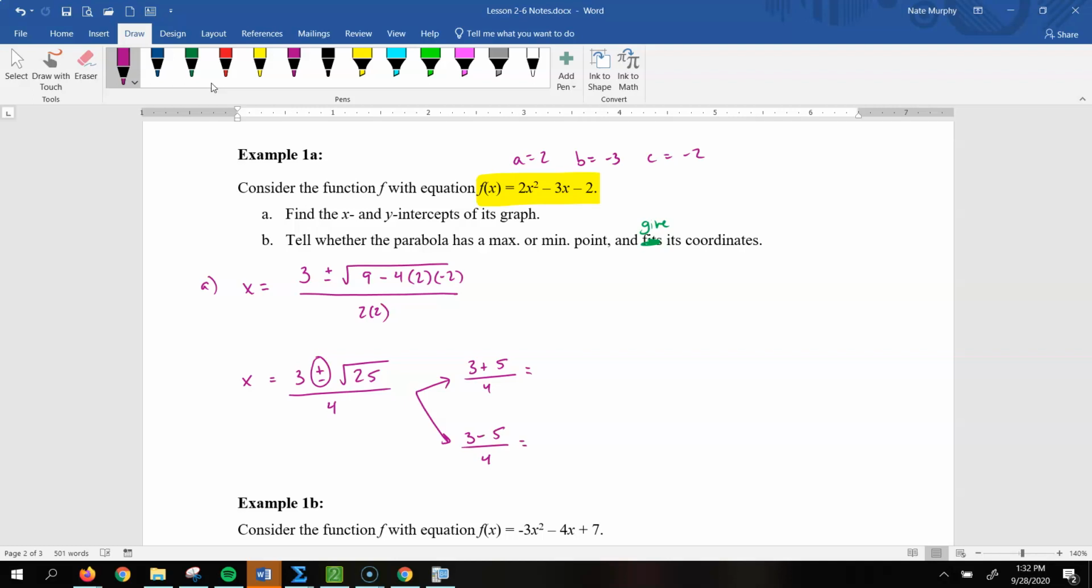So 3 plus 5 is 8, so we'd get 8 divided by 4, which we always want to simplify, to get, in this case, 2.